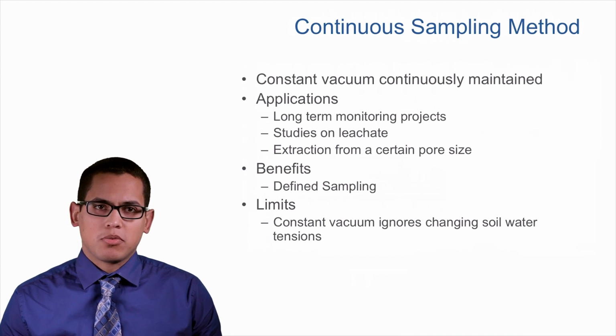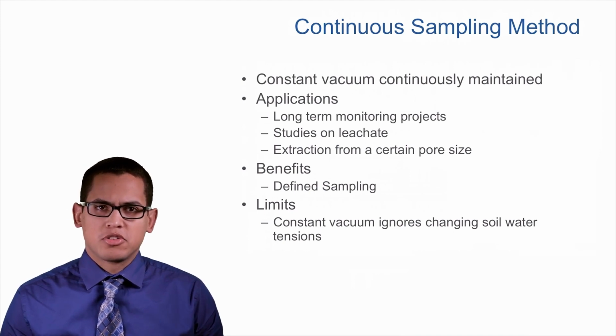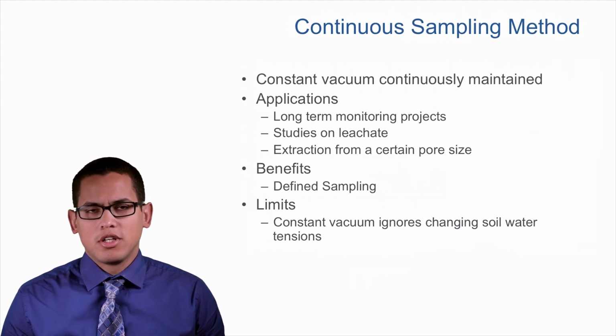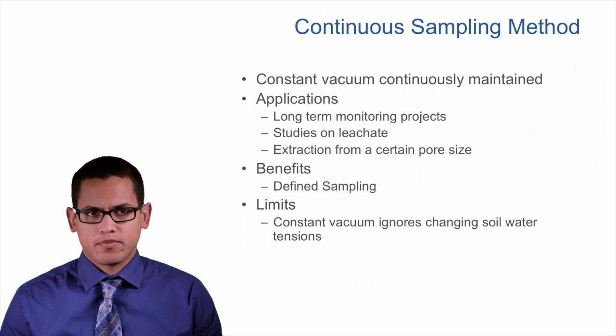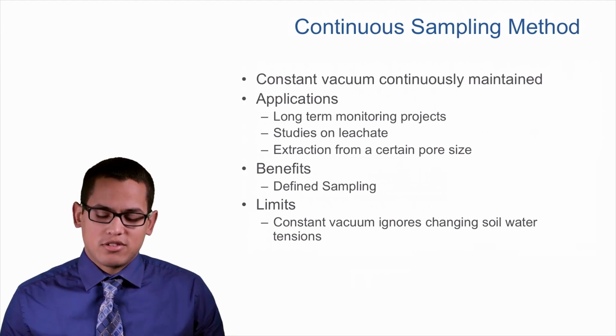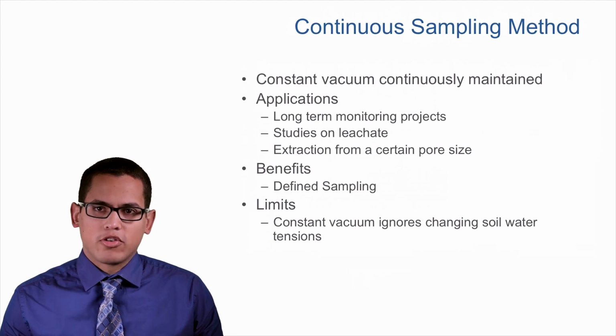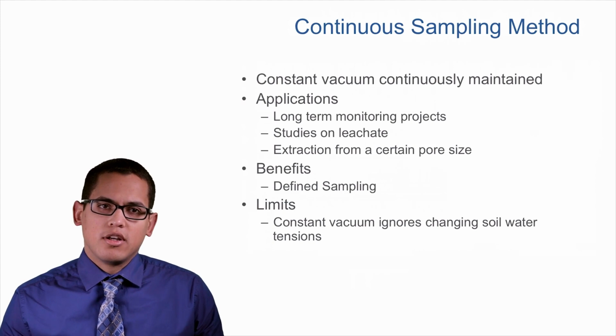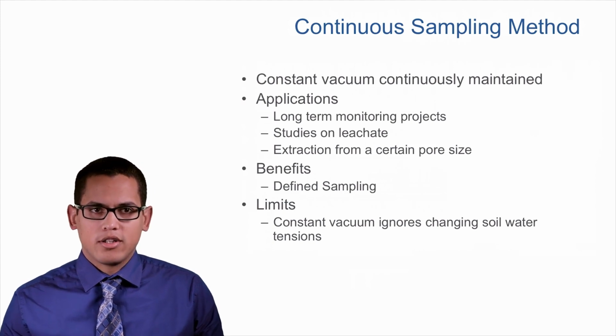And depending on the vacuum that you apply, there is extraction from a certain pore size. And I think this primarily applies more to the tensiometer-controlled extraction, and we'll talk about that in just a minute. And one of the benefits of continuous sampling is defined sampling. You're always sampling over the entire period of time. You're not missing anything, and I think it helps make the projects a little more robust.